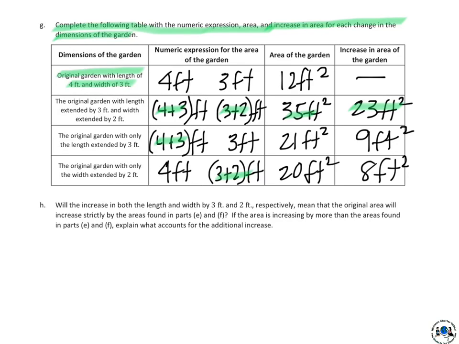So, with that done, will the increase in both the length and the width by 3 feet and 2 feet respectively mean that the original area will increase strictly by the areas found in parts E and F?